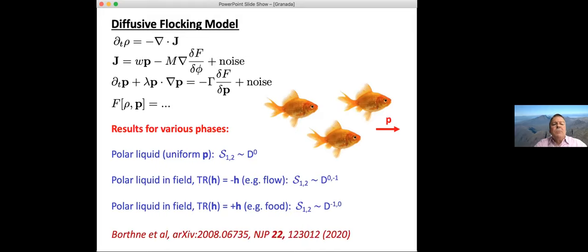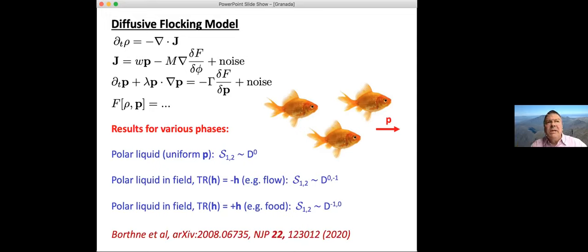However, I can also think of this polar liquid phase and put it in a field, so that there's an orienting field on P. Let's call that orienting field H. And then, again, there's two cases. One is where H is something like a fluid flow, which is reversed on time reversal. So time reversal on H could be H goes to minus H. And in that case, depending on whether I also flip P, I either get D to the zero or D to the minus one. So I get a contribution at the level of the deterministic dynamics, which is either present or not, depending on whether I flip P or not.